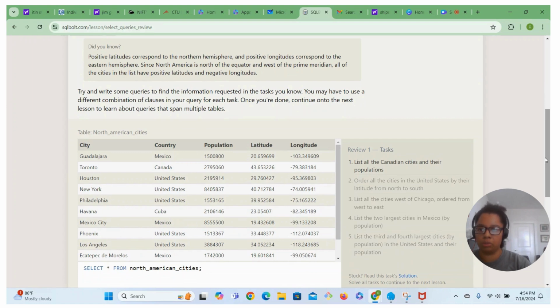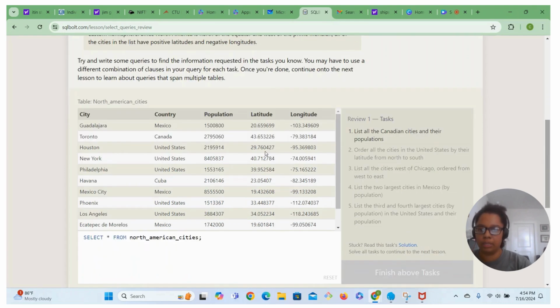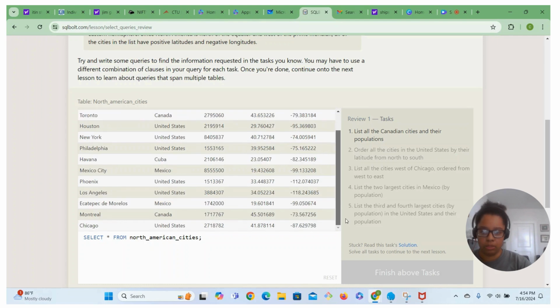Try and write some of the queries to find the information requested in the task. You may have to use a different combination of clauses in your query for each task. Once you're done, continue on to the next lesson. And here is the table. The name of the table is North_American_cities. And then we have city, country, population, latitude, and longitude. So it lists all of it.